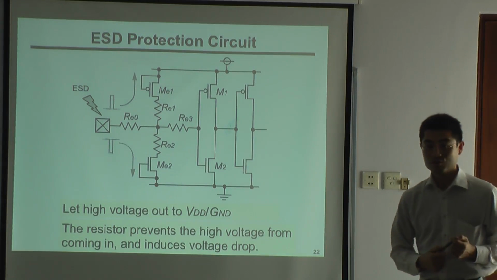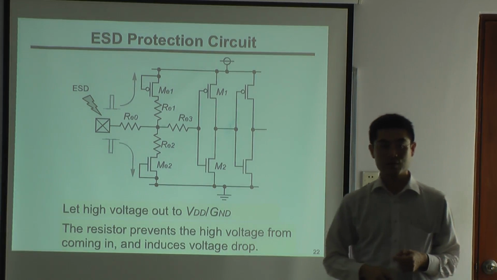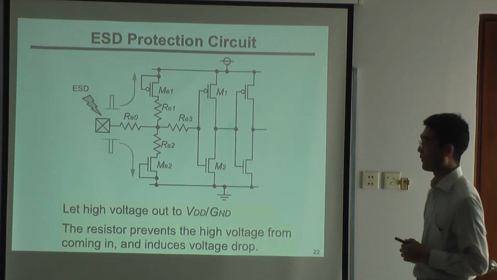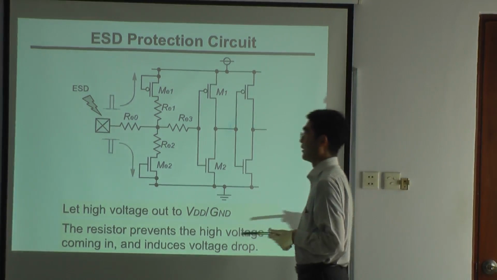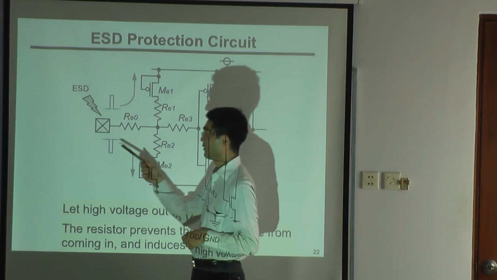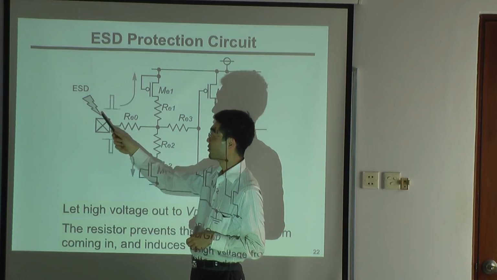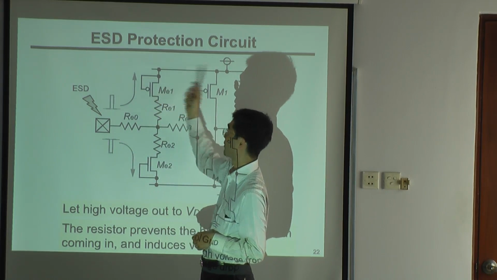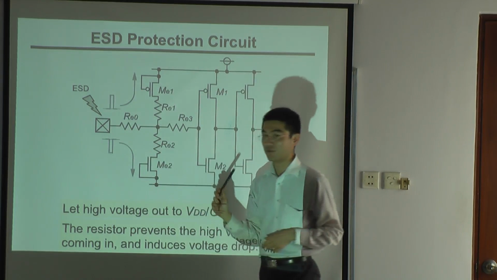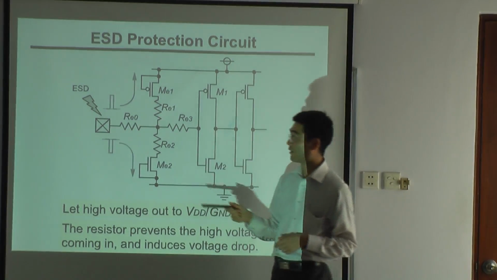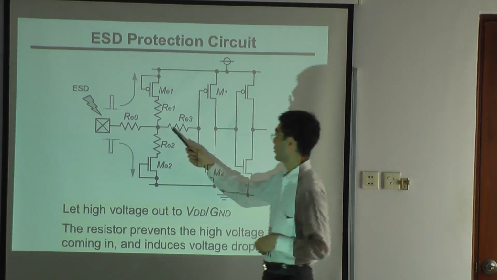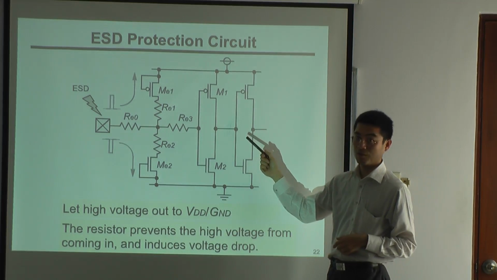And ESD protection circuit, we have to embed ESD protection circuits on the I/O. Basically, the basic idea is the charge should go to the power supply line or go into the ground line, so that the charge does not go into the circuit and break it.